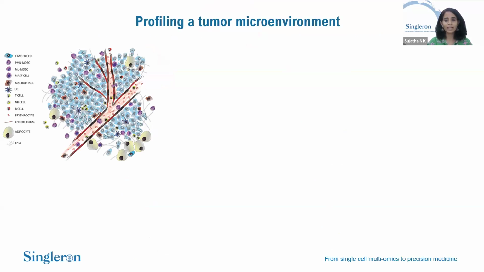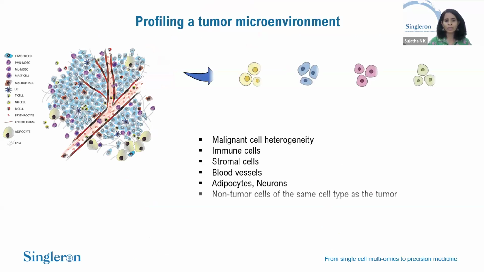Moving from a fruit bowl example to an actual biological question. A tumor has a microenvironment, and we all know there are many different cell types in it. You have the actual cancer cells, immune cells circulating within the tumor, stromal connective cells, blood vessels, other cell types such as fats or neurons, and of course cells that are non-cancerous.